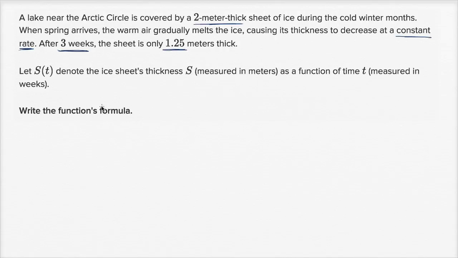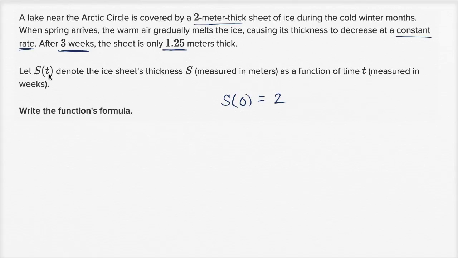All right, so we have some interesting things here. They've given us some values for this function. We know when time is equal to 0, that's when the sheet is 2 meters thick. So S of 0 is equal to 2. And then they also tell us that after 3 weeks, the sheet is only 1.25 meters thick.